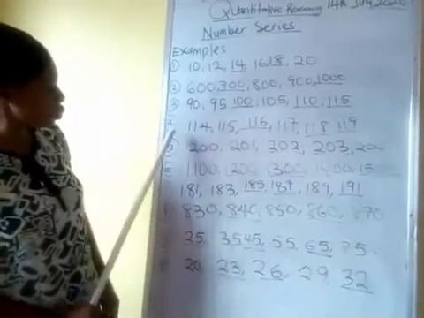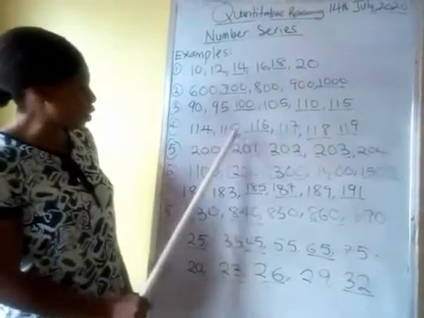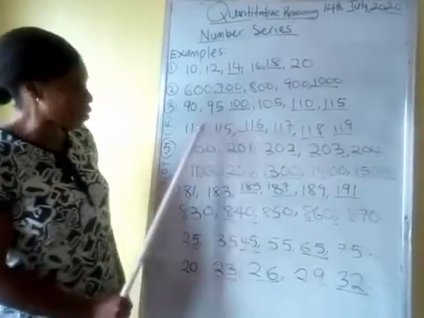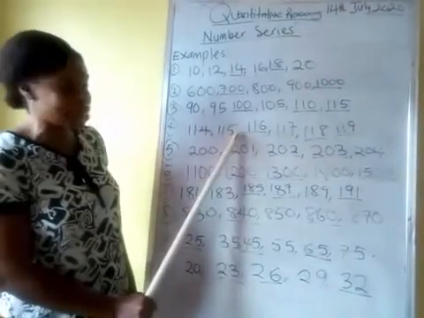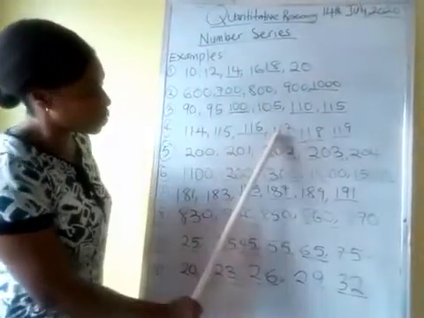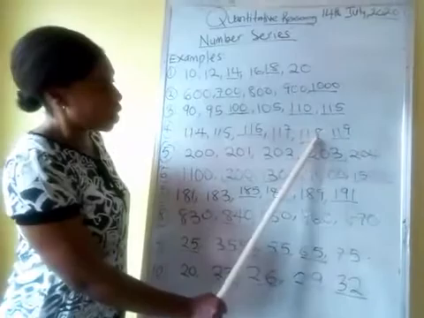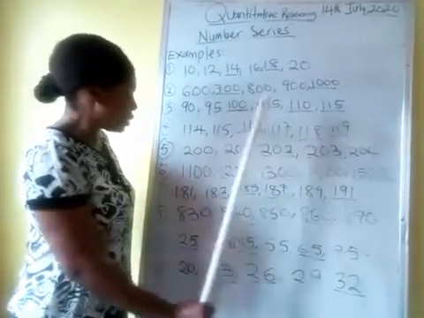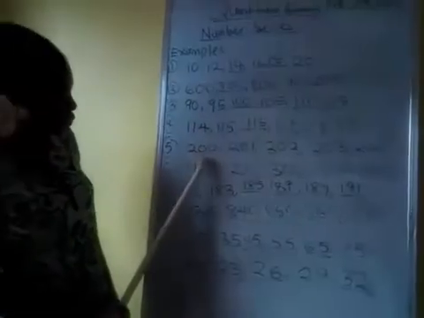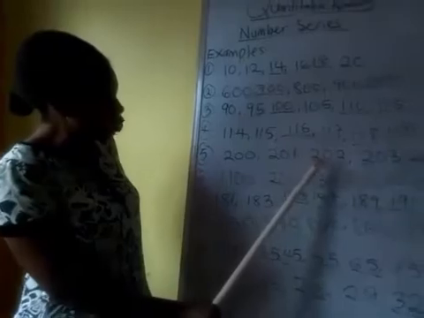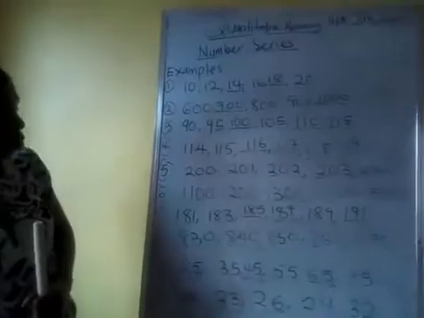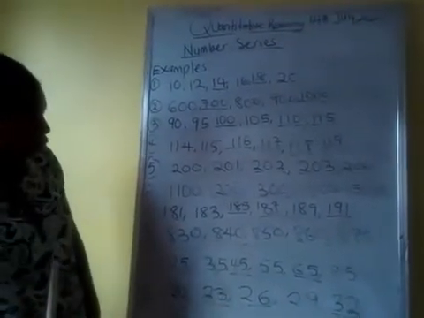Number 4. We have 114, 115, then what is supposed to come here? 116. What does that tell you? It means you are adding 1 to each of these numbers. 116 plus 1 gives you 117. 117 plus 1 gives 118. 118 plus 1 gives you 119. So that's how the progression goes on. The next one is 200, 201, 202, 203, 204. What are we adding? We are also adding 1 to each of the numbers.